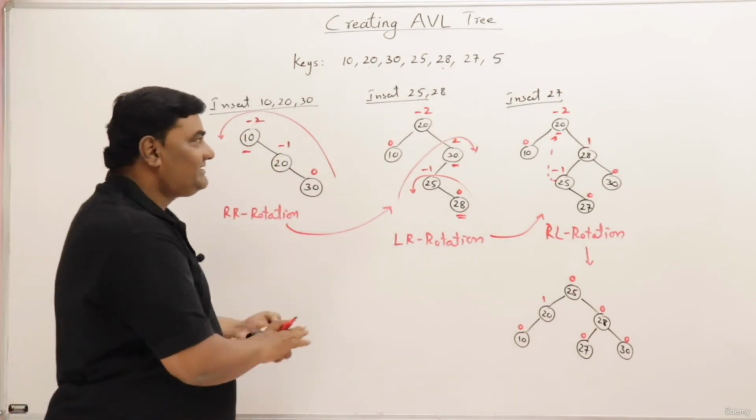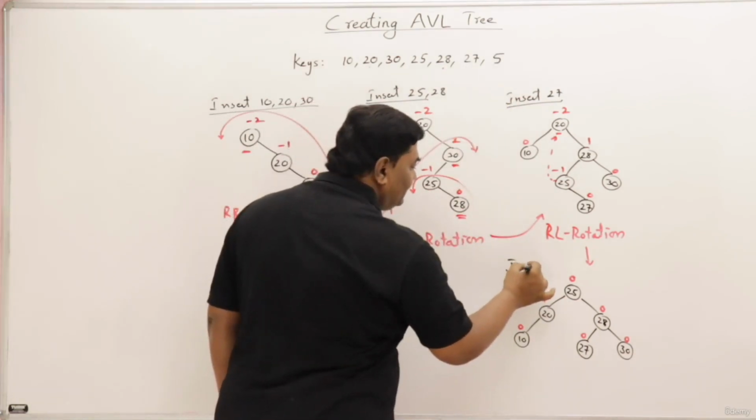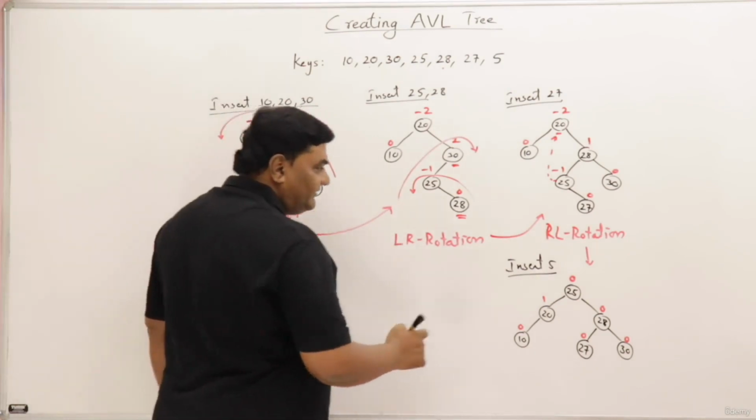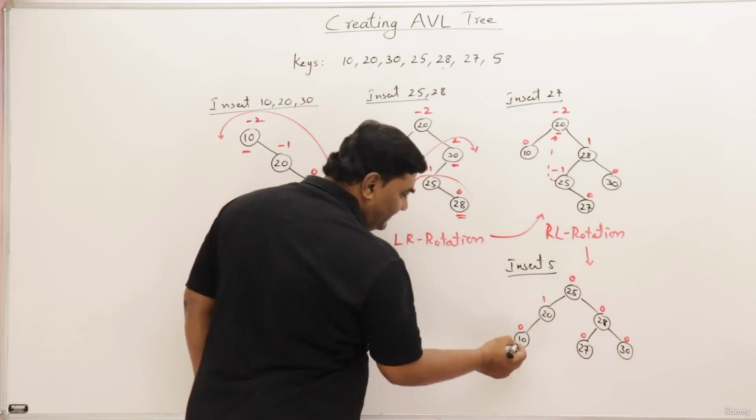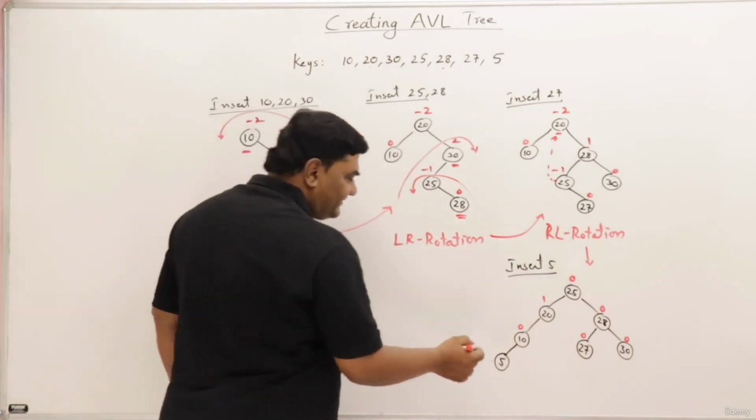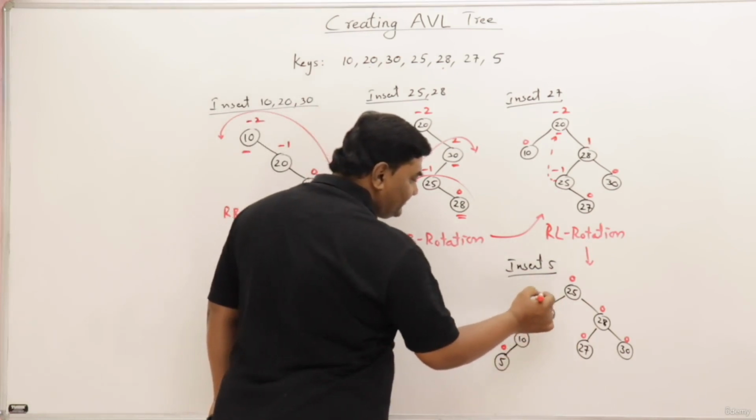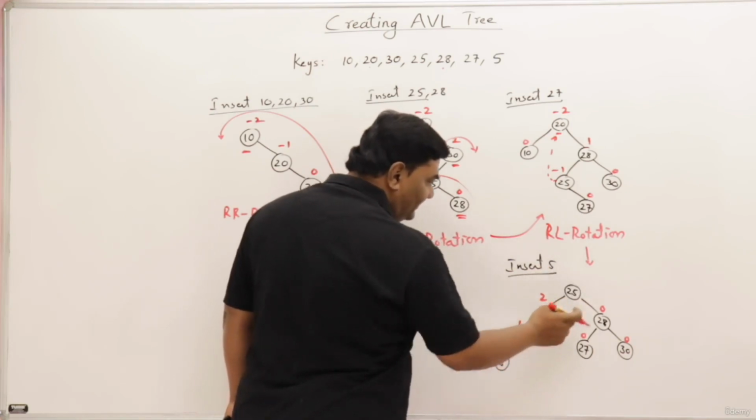Now one last key is remaining, that is 5. Insert 5. So if I insert 5, 5 is smaller than 25, smaller than 20, smaller than 10. So it comes as a left child here. Now the balance factors will update. This is 0, this is 1, and this is 2. And this one is 1, 2, 3, 1, 2.